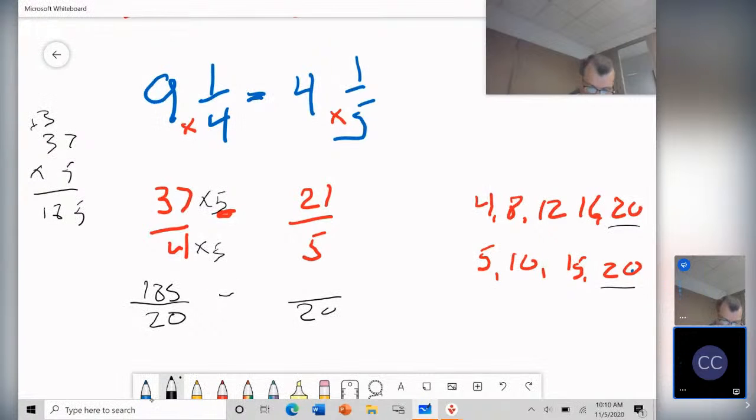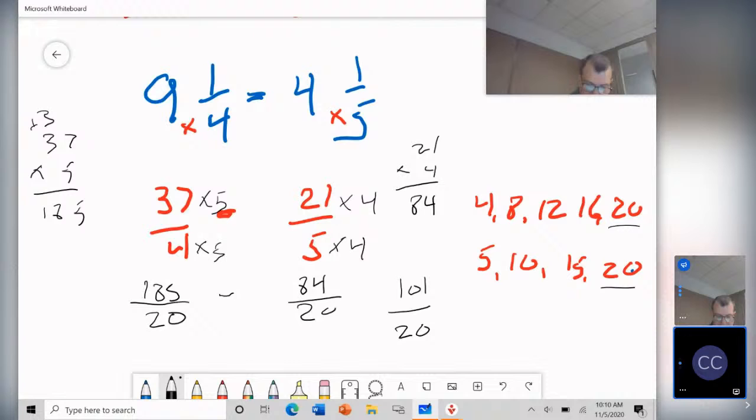We're going to look: 1, 2, 3, 4. So that's 4. And then remember, if we multiply the bottom, we have to multiply the top. So 21 times 4 is going to be 84. And 185 minus 84 is going to be 101 over 20.